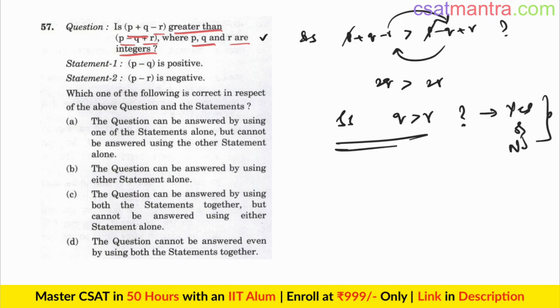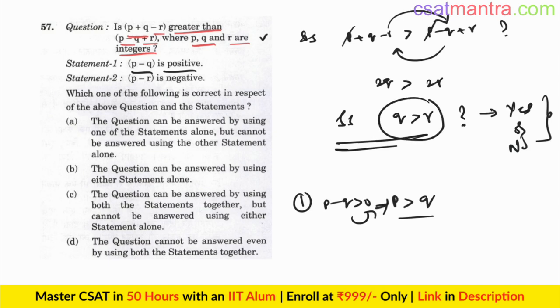We cannot have both. Now statement 1, P greater than Q. P minus Q is positive, means P minus Q greater than 0. You bring Q this side, that implies P greater than Q. So we need a relationship between Q and R. Here we have a relationship between P and Q. So we cannot answer this question using this statement alone.